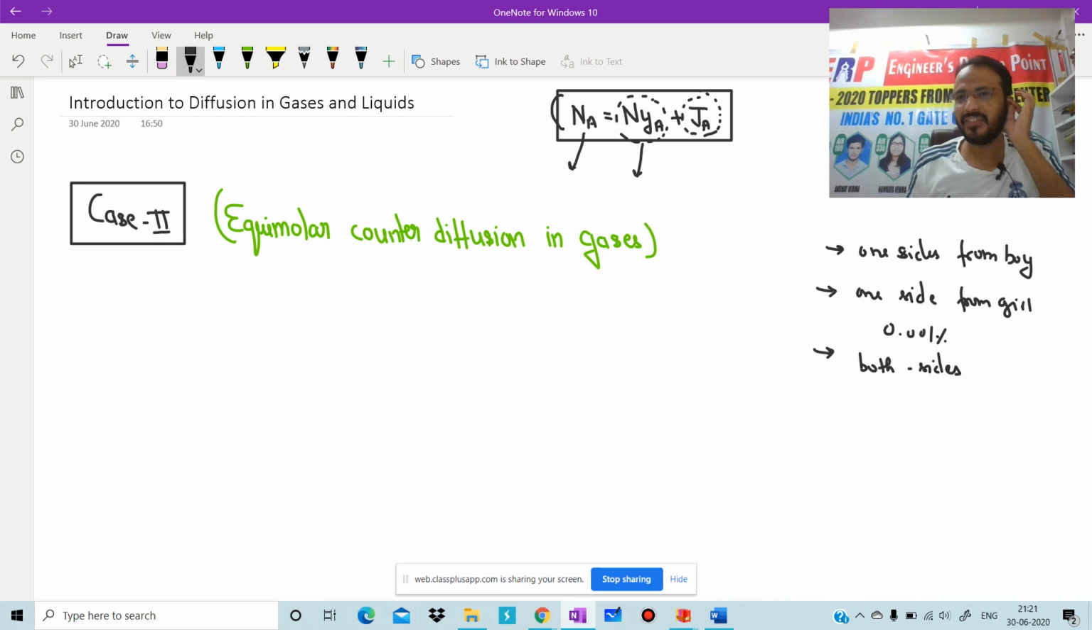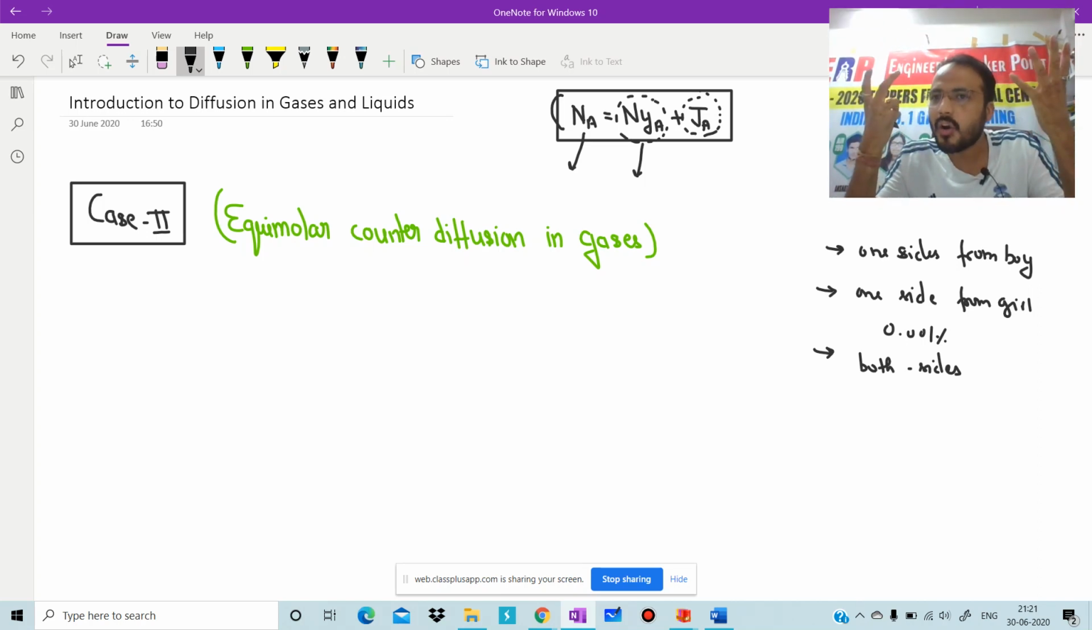In our first case, we discussed only one sided. A is going to diffuse, B is stagnant. A is saying something to B, but on B there is no effect. NB is equal to 0. Is it clear?